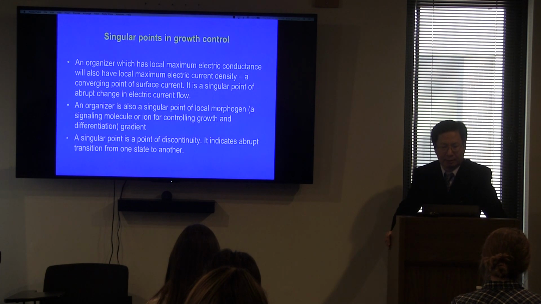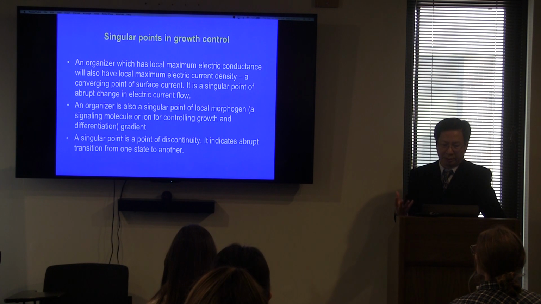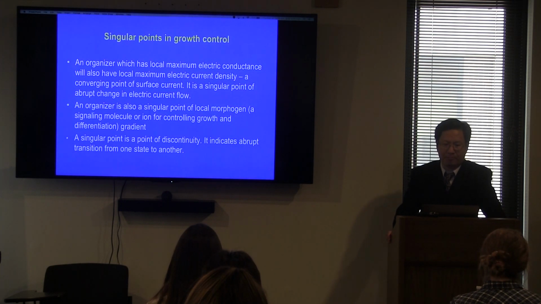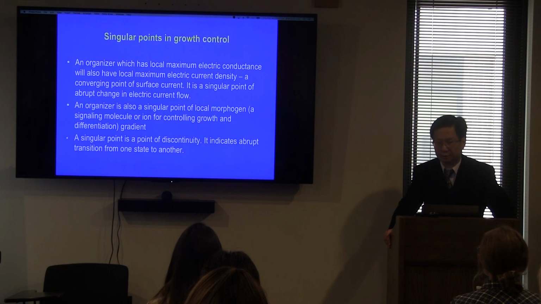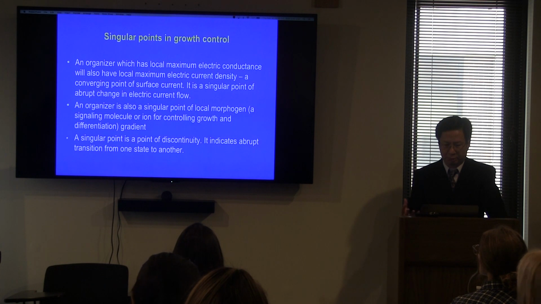The singular points, as I mentioned earlier, the organizer has local maximum electric conductance and also maximum electric current density. So by that phenomenon, it fits the definition of a singular point in the bioelectric field. It is also a singular point in the local morphogen gradient. Morphogen is a signaling molecule, as I mentioned earlier, like retinoic acid, hedgehog, and wingless, etc. And because of the mathematical nature of this discontinuity, those points tend to be sensitive to subtle perturbations.